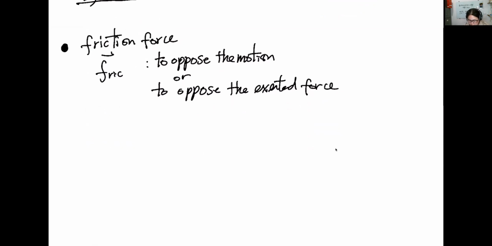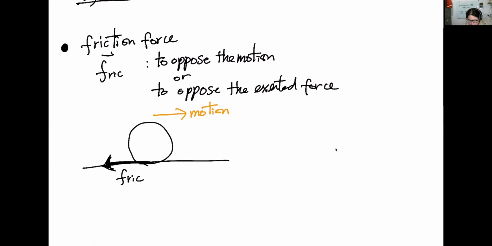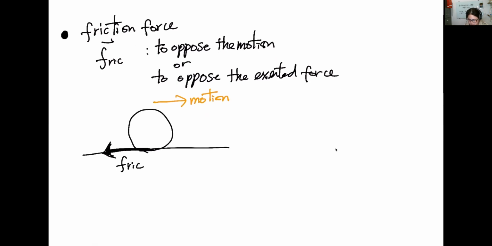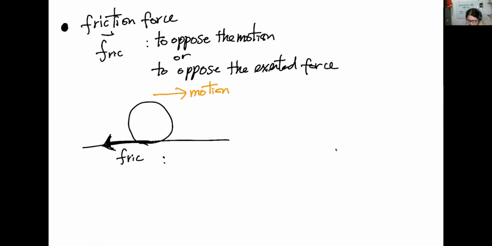So let's say you have an object here, and there's a push force. That's the direction of motion, so it's moving to the right. Then the friction force is applied on the surface, parallel to the surface, but it's pointing in the opposite direction to the motion. That's going to be the friction force. So the direction is parallel to the surface.